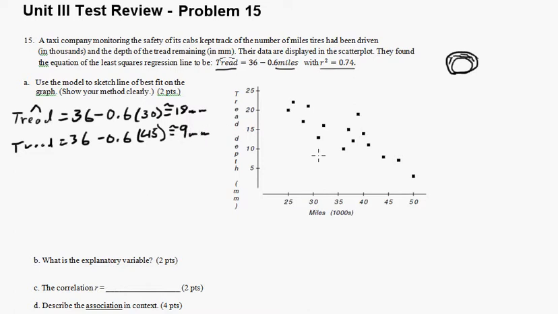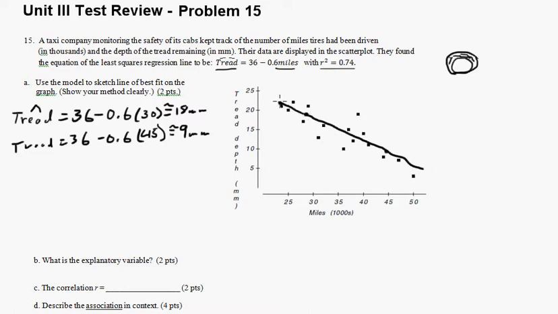Okay, so at 30, it's 18, it would be right about here. And for 45, 9's right about here. So kind of where we'd expect them to be. Let's see if I can make this look reasonably linear. Okay, so there's my line. I should use a ruler.